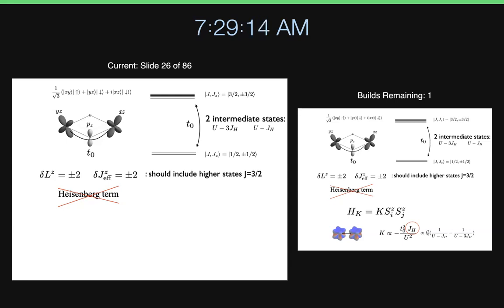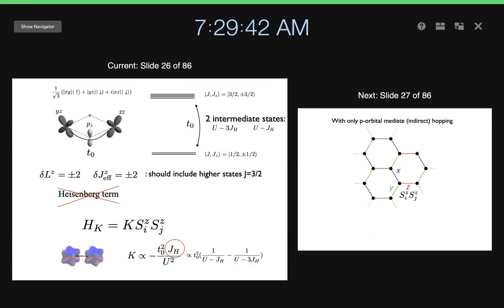So the intermediate state through this perturbation theory has to involve the J-effective 3/2 state. And they are separated by U minus 3JH or U minus JH. That depends on how I align the spins. Whether the spin goes up here together with up, or up here and down there, we'll have two different intermediate states. And if you take both of them into account in the virtual process, we end up with this Kitaev interaction here. So this Kitaev interaction comes in because it only changes the Delta Jz by plus minus 2.